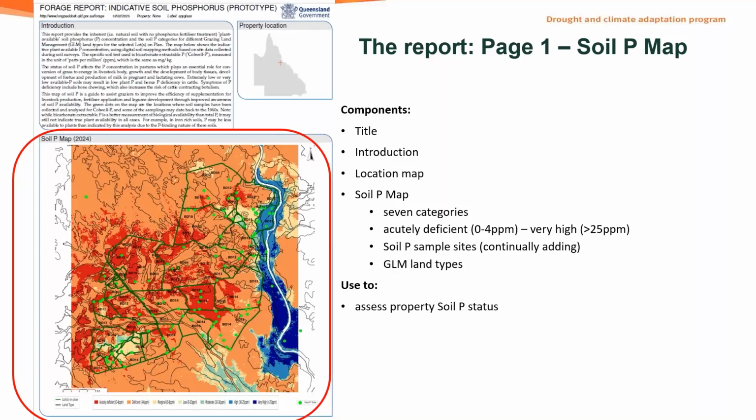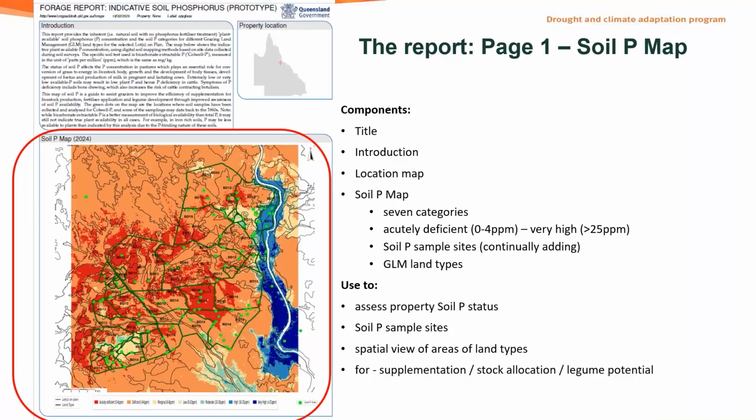Now, how do we use this? The best use is to find exactly what your soil P status is, because from that large map you won't really be able to get that full map and drill into your location and find it on your area and get around to the paddocks. You can see where the soil sample sites are, if there have been any work on your place, or where you might like to take some samples. It's a spatial view of areas of land types. This is for supplementation, as Jim's related, for stock allocation, and legume potential.